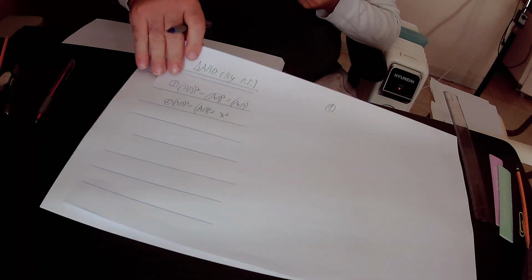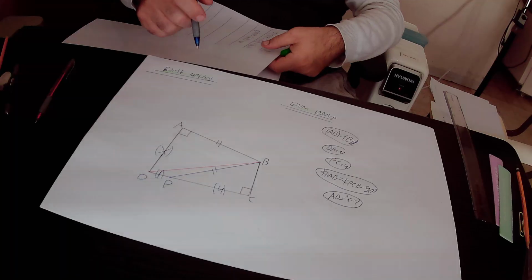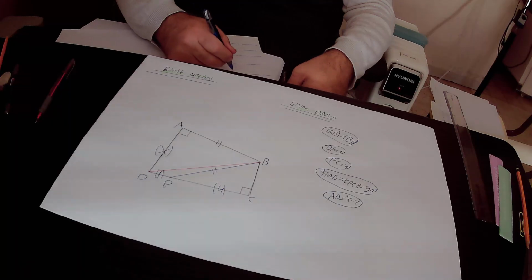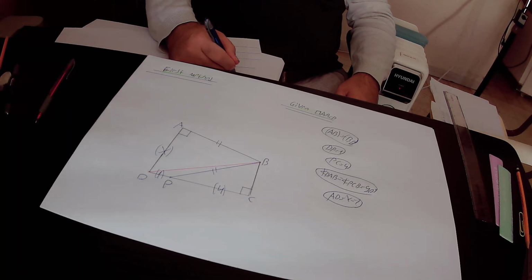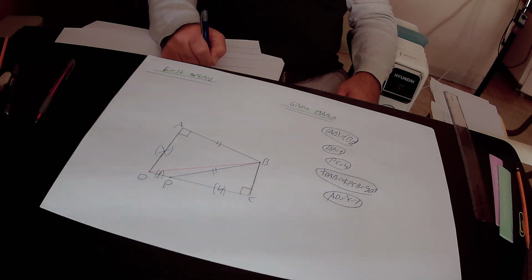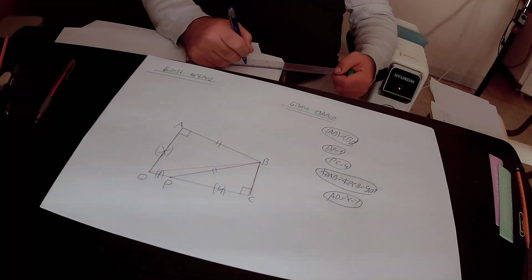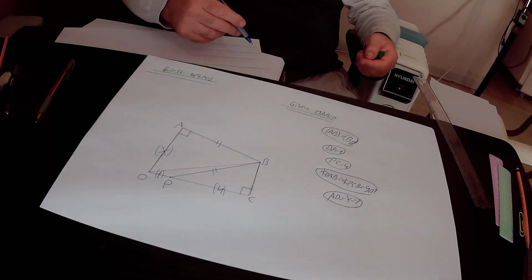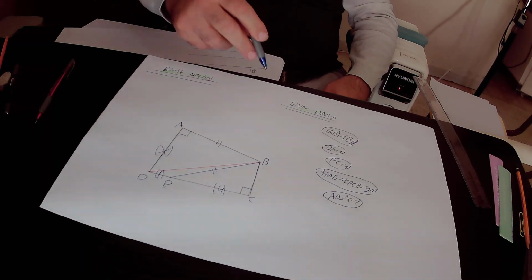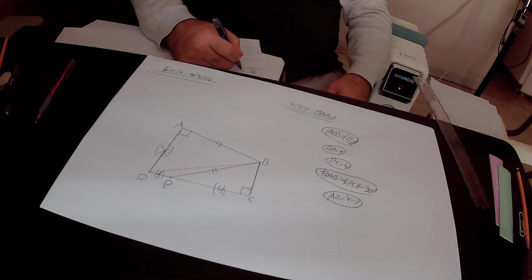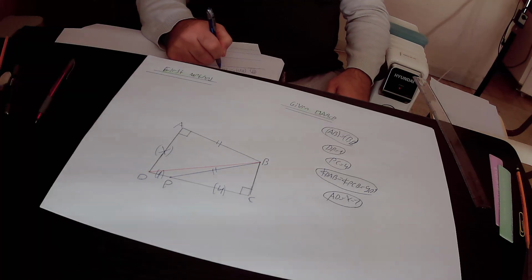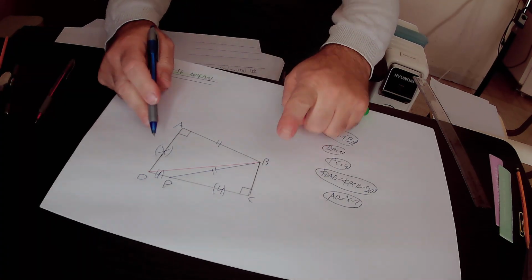In the next step, we represent the Pythagoras theorem on this lower right triangle, triangle BDC. In this lower right triangle, triangle BDC, according to the Pythagoras theorem, BD squared, that is the square of the hypotenuse, equals BC squared plus CD squared.